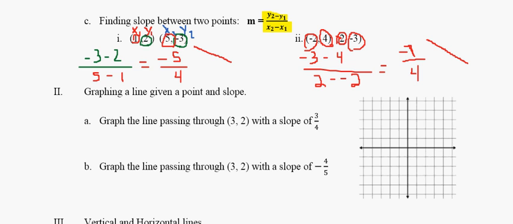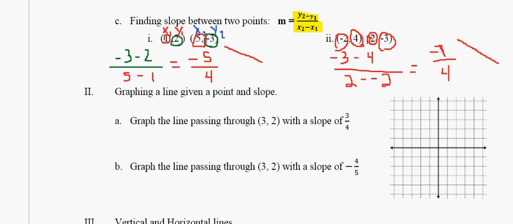Okay, so let's do a little review of graphing lines. Two things you always need to know about a line in order to graph it: a point and a slope. You also need a point and a slope to write an equation of a line, which we're going to get to in a little bit. But let's first graph this first line here. I'm going to graph the first line in red. It says graph the line passing through 3, 2 with a slope of 3/4. Okay, there we have a point and a slope.